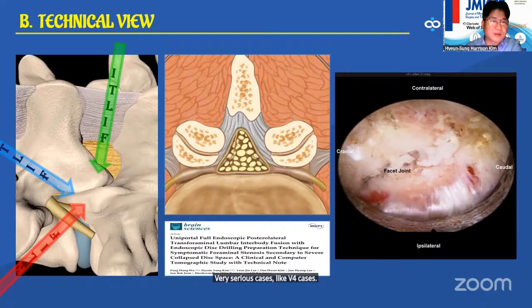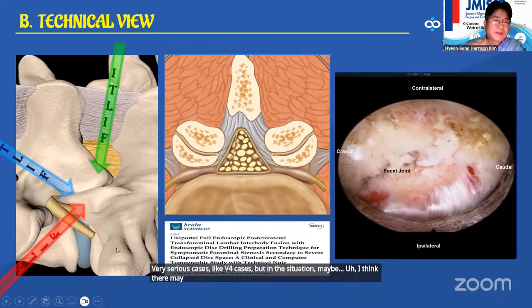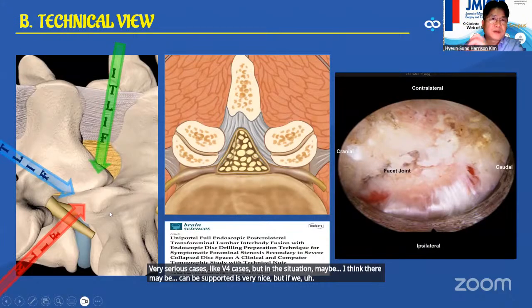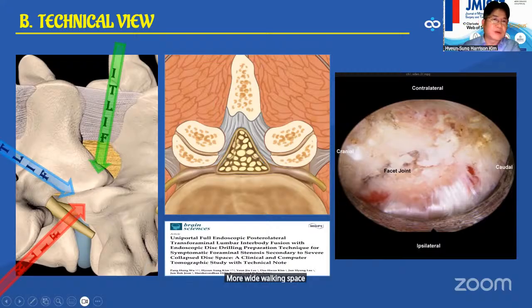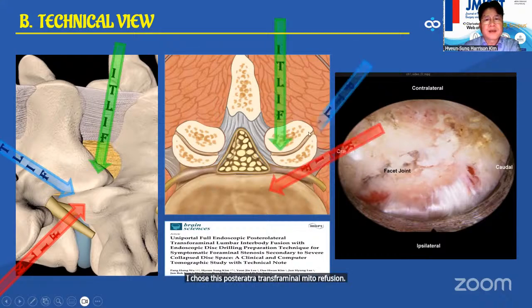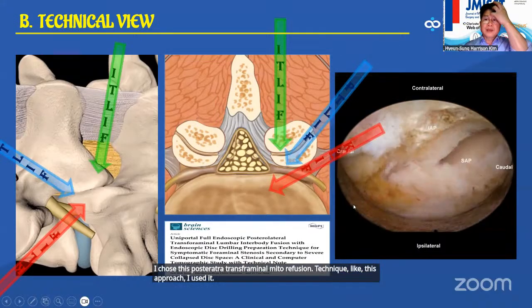In that situation, I think the Kambin approach is very nice, but if we can manipulate more successfully and sufficiently with a wider working space, it will give a better clinical result. Because of that, I choose this posterolateral transforaminal lumbar interbody fusion technique.